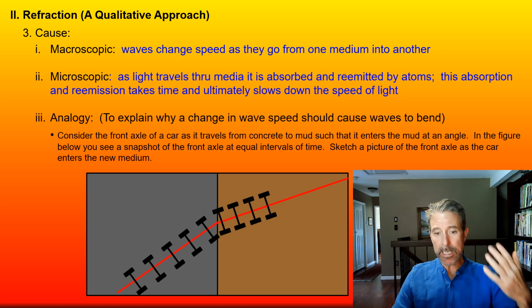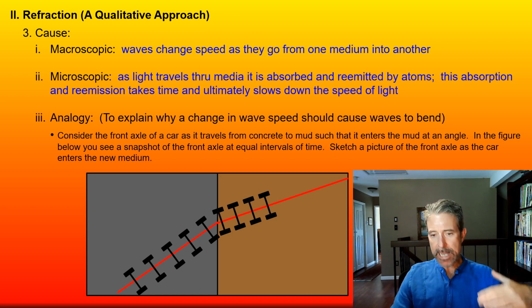Notice that in the picture on the left, your front axle is able to travel a greater distance in a 1 second time interval. The distance between these axle shots is bigger than when your car is traveling in the mud, where both wheels can travel a smaller distance in a given time because they're traveling slower. So I think this picture nicely illustrates what's happening when a light wave enters a new medium at an angle with respect to the boundary, and why you actually get this bending to occur upon entry.